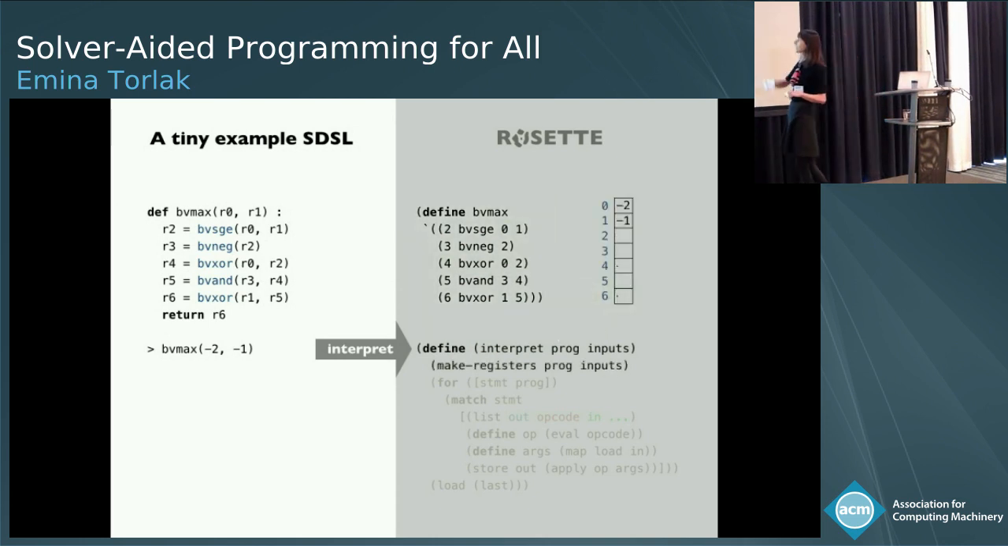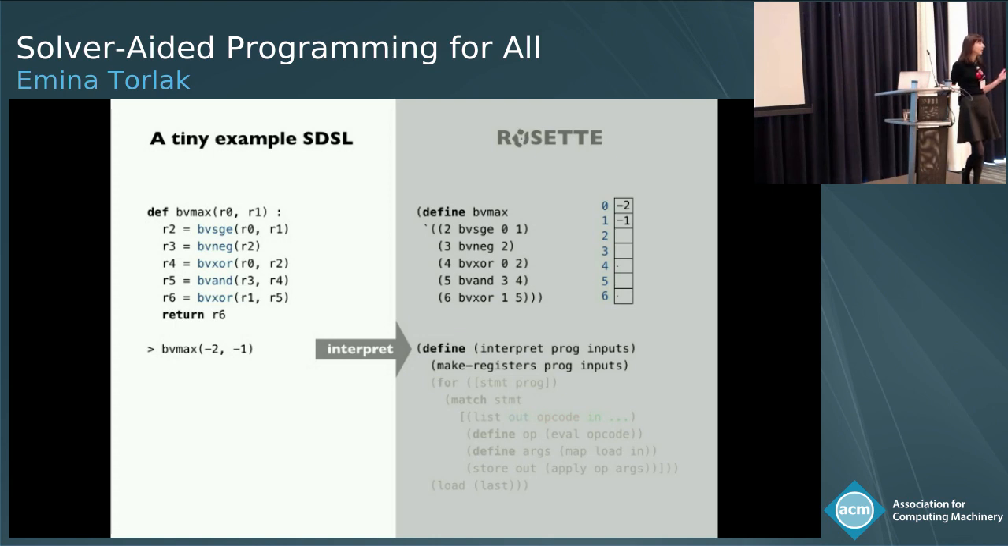So we call this helper procedure make registers, which creates enough registers, so a vector of enough registers to run this program. So this is very simple programming language. We don't have any loops. We don't have control flow. It's just straight line code. We can easily calculate how many registers we need. It's just the length of the program plus the number of inputs.